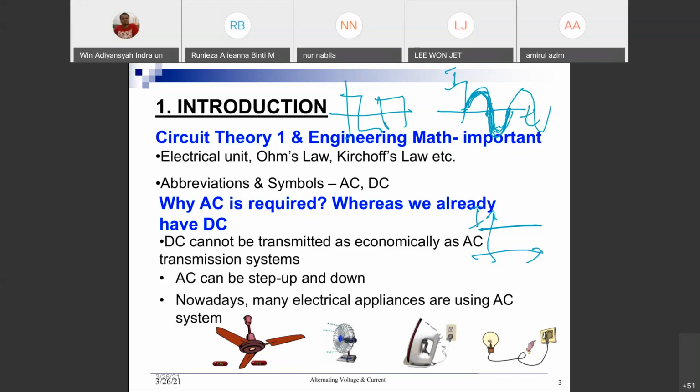Now my question, for example: what about your handphone battery charger? Is it DC or AC? DC. Okay, DC. Why is it not using AC? Why DC? Anyone? Why not using AC?